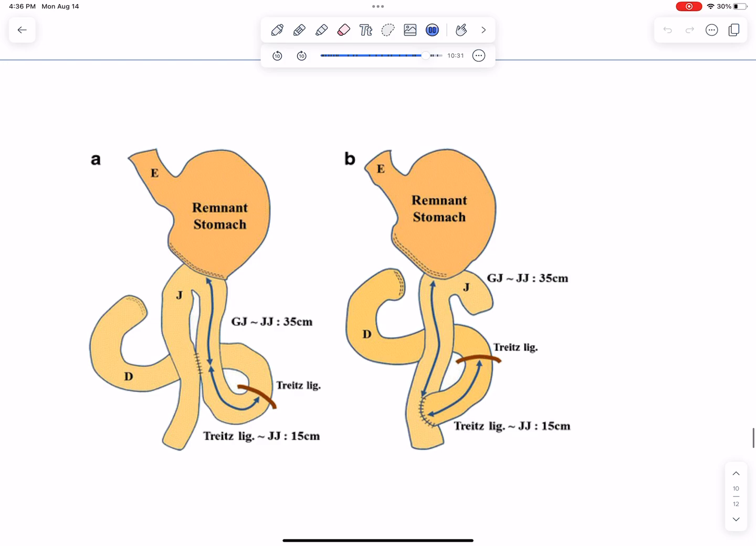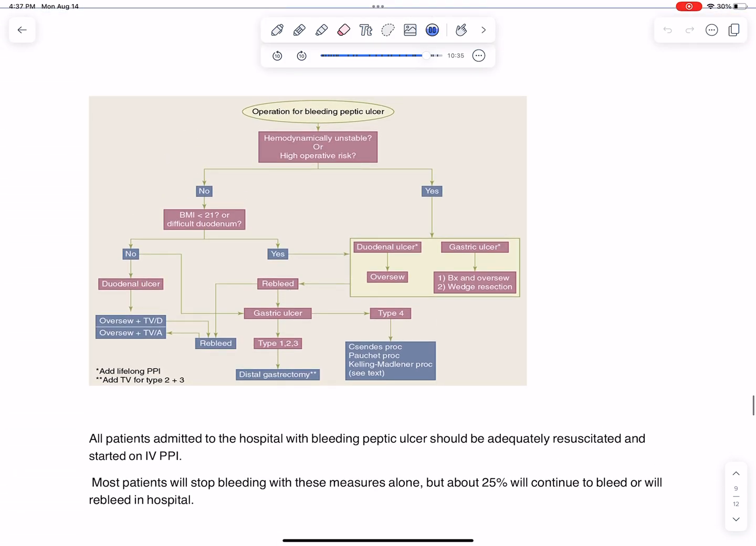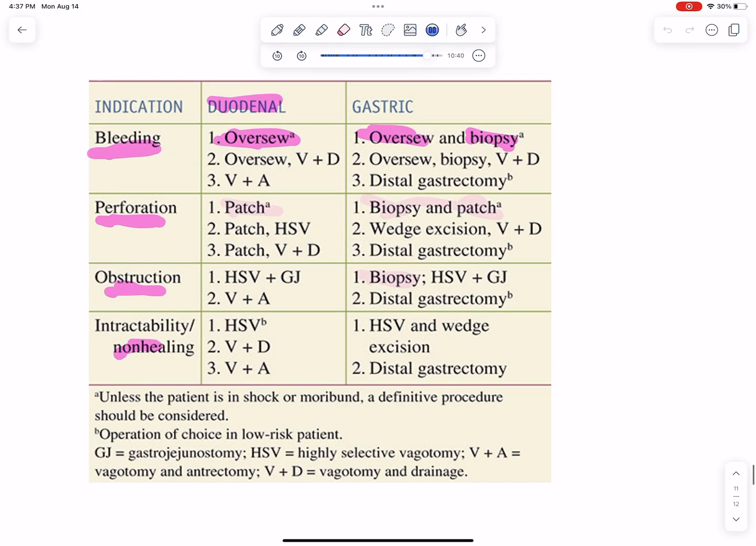And here's a little chart of what we do when. If it's bleeding and it's duodenal, oversew. If it's gastric, oversew and biopsy. If it's perforated, patch. If it's gastric, patch and biopsy. If it's obstructed, a vagotomy and some sort of resection and drainage procedure, and of course biopsy if it's gastric. If it's not healing, a highly selective vagotomy and potentially resection and some sort of drainage procedure is necessary.